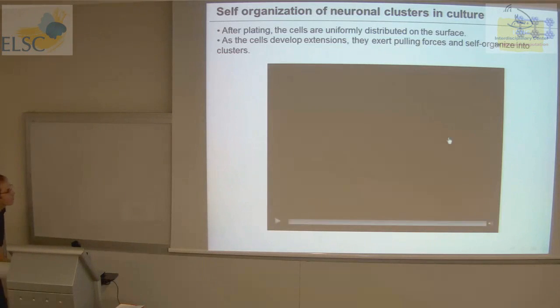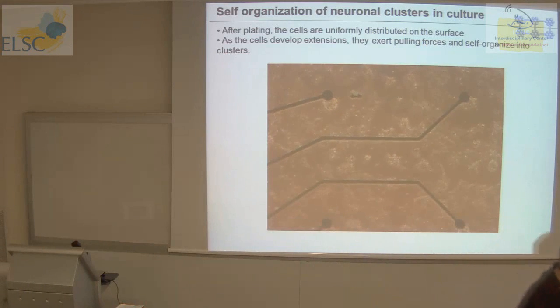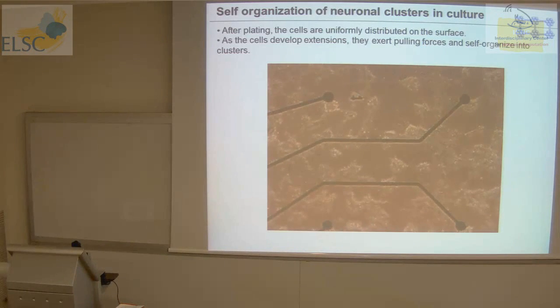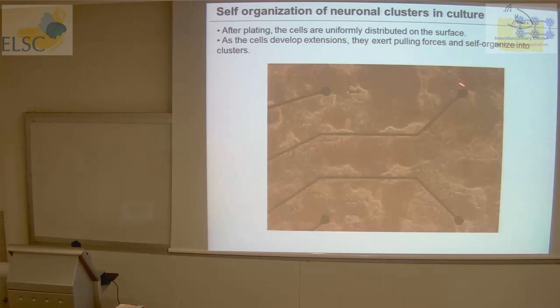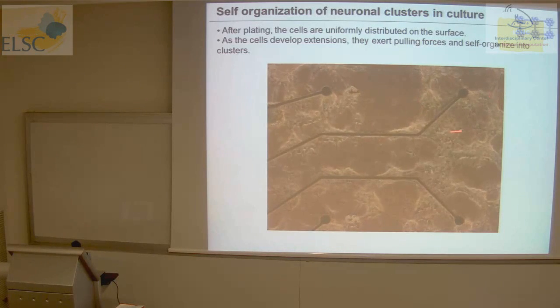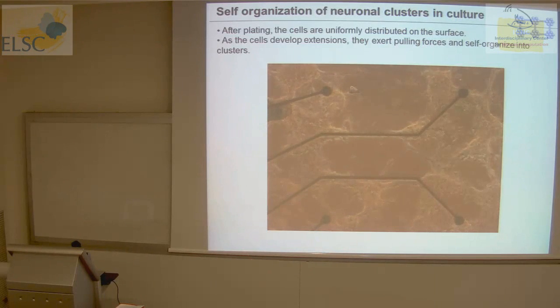Question: Why are they exactly around the electrodes? Yeah, so as I mentioned, we patterned islands of poly-D-lysine only where the electrodes are. Okay?